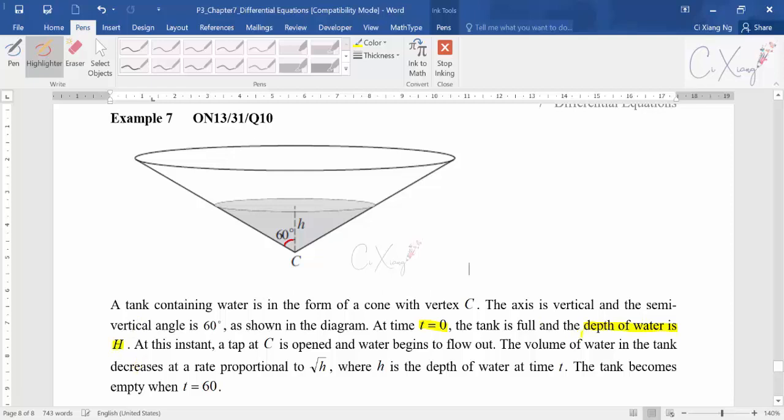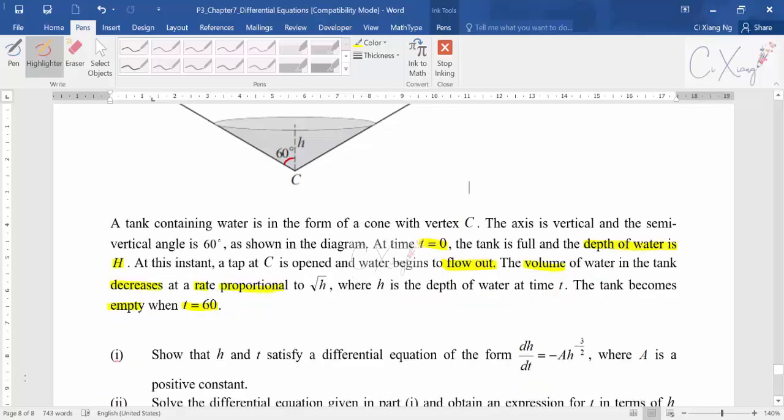Alright, so the depth of water is h. h is actually a value, just that they didn't reveal it to you. Okay, so at this instance, a tap at C is open and water begins to flow out. Then here they say the volume of water in the tank decreases at a rate proportional to square root h, where h is the depth of the water at time t. So the tank becomes empty when t equals 60. So all these are the information given. Hopefully you roughly have the idea about the situation here.